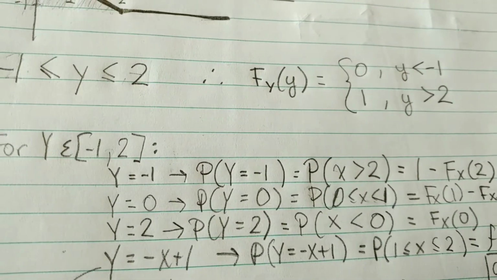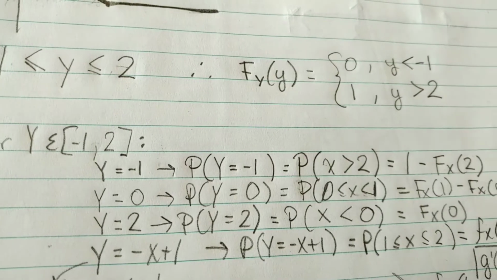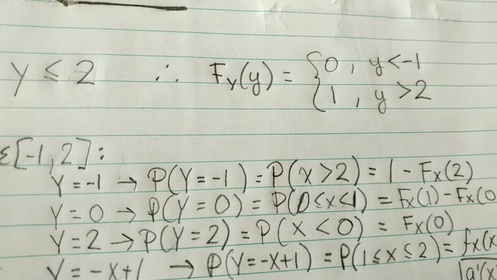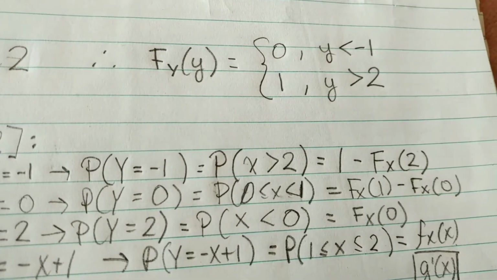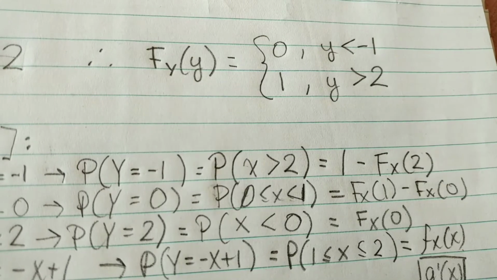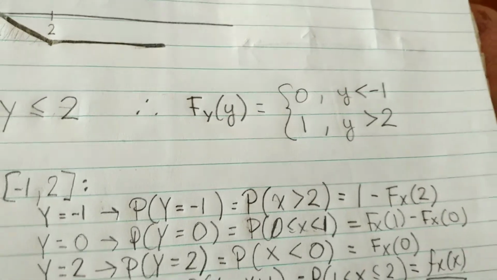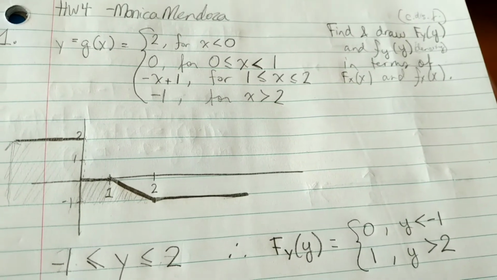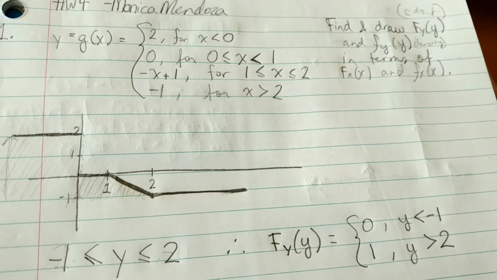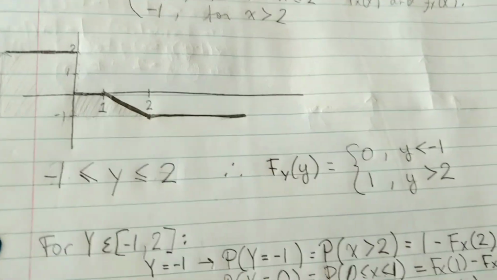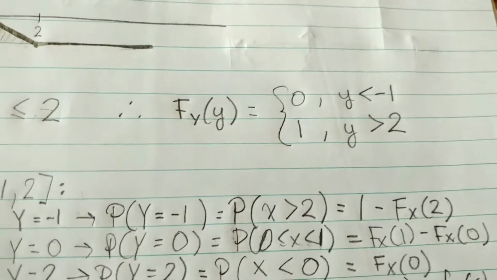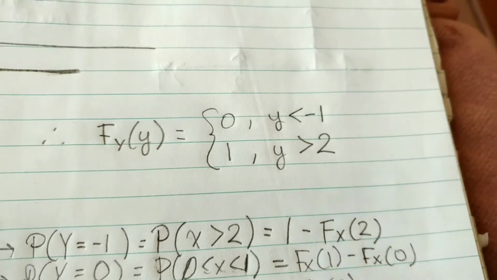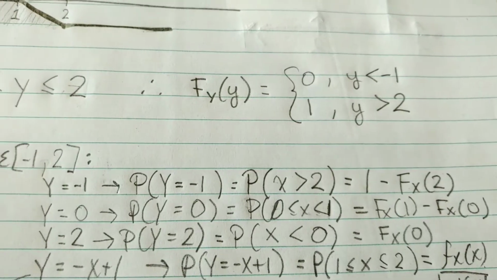we essentially calculate the probabilities at Y equals negative 1, Y equals 0, Y equals 2, and Y equals negative X plus 1. So when Y is equal to negative 1, that's also equal to the probability of when X is greater than 2. Essentially what we're doing is we're switching the variables because we want to find the two distribution functions in terms of X. And so the probability of X being greater than 2 is equal to 1 minus F_X of 2.